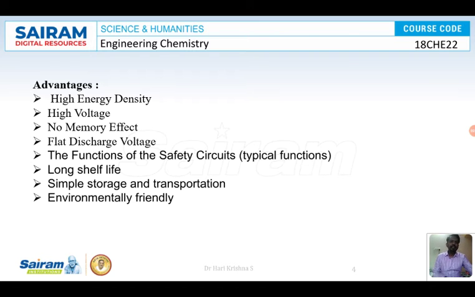During discharge, as discussed earlier, the battery will act as a galvanic cell, while during the charging process the battery will act as an electrolytic cell. The charging process occurs when the battery is connected to an external power supply, right?